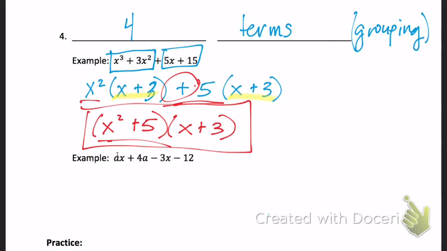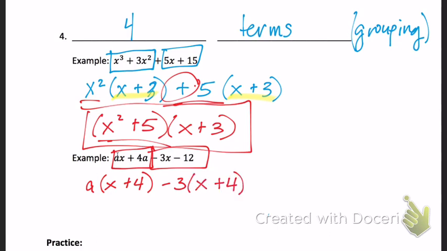Okay, the next example, my first 2, ax plus 4a, what can I take out? A. I'm left with x plus 4. I look at my next 2 terms, can take out a 3. Should I take out a positive or a negative 3? Negative 3. Then these 2 are the same, so I can factor this to be a minus 3, x plus 4.